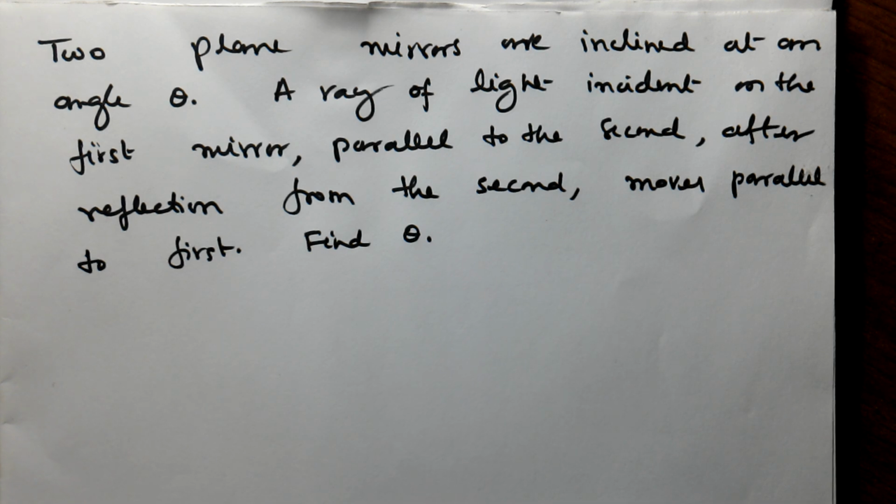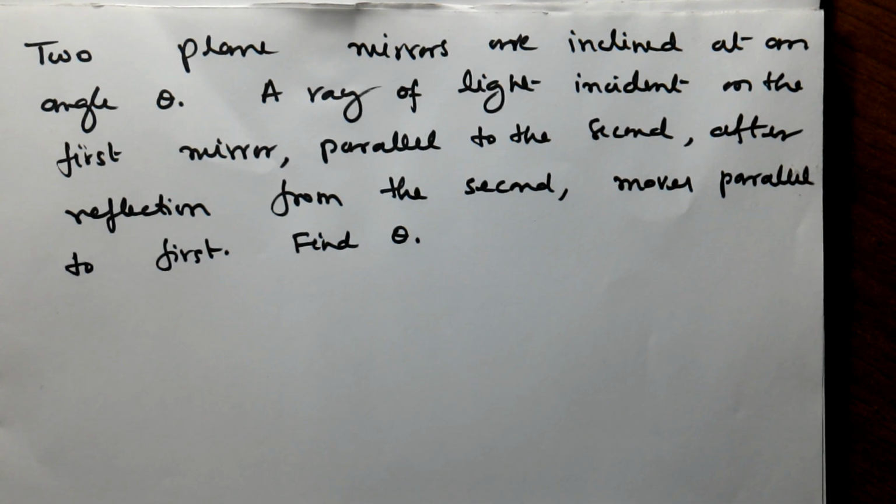Read it yourself. See, a small smile comes on your face. Try to understand it. Is it like some tongue twisters? Seashells on the seashore. In the same way, we have a confusing factor here. Two plane mirrors are inclined at an angle theta. A ray of light incident on the first mirror, parallel to the second, after reflection from the second, moves parallel to the first. Find theta. Read it yourself. I will give you some 30 seconds.